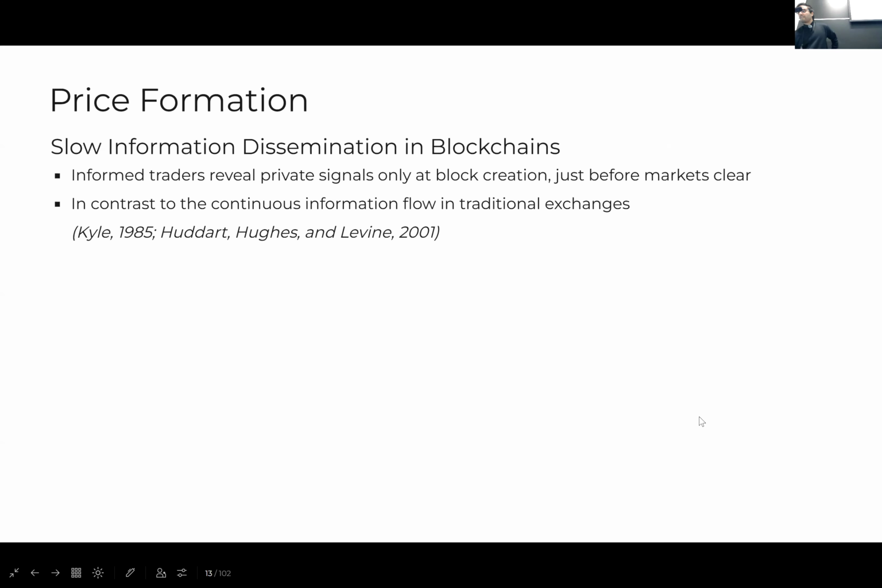So a bit more detail. First, what we prove is that information is disseminated in blockchains discretely, because in equilibrium, traders will only reveal the true information at the very end of the block time. This is in contrast to traditional markets, where information dissemination is continuous.